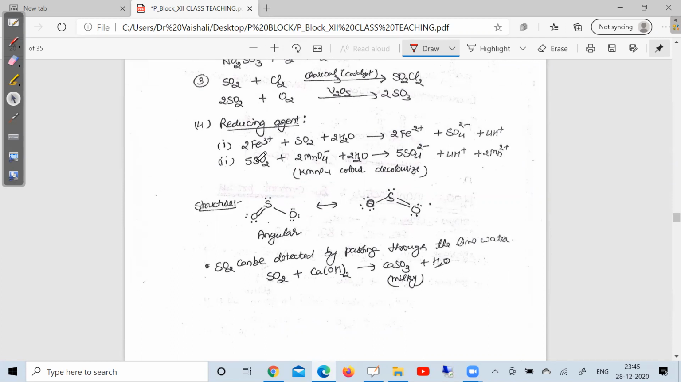And also, sulfur dioxide reacts with chlorine to form sulfuryl chloride, and with oxygen to form sulfur trioxide in the presence of a catalyst. Sulfur dioxide is a good reducing agent, so it can easily oxidize into sulfate anion. How can you prove through a reaction that sulfur dioxide is a good reducing agent? Very easily you can learn it also.